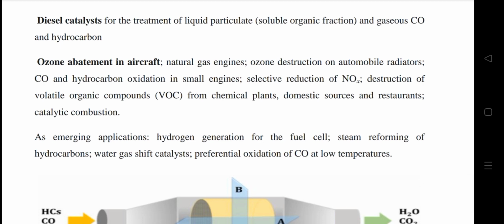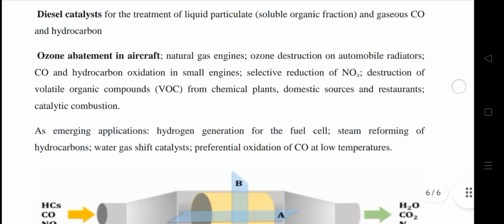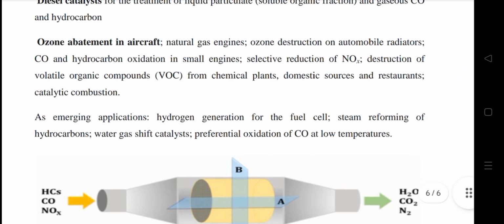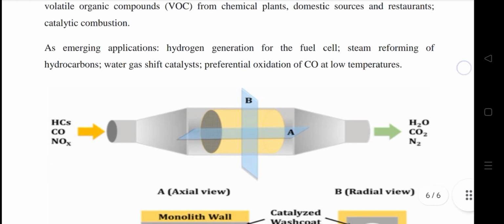As emerging applications, there is hydrogen generation for fuel cells, steam reforming of hydrocarbons, water gas shift catalysts, and oxidation of carbon monoxide at lower pressure. Simply, it is a very friendly reactor that is used to make the environment clean, from automobiles, from industries, and from domestic waste.